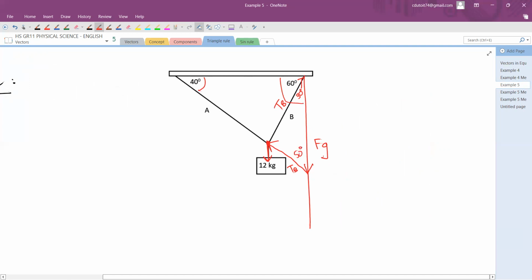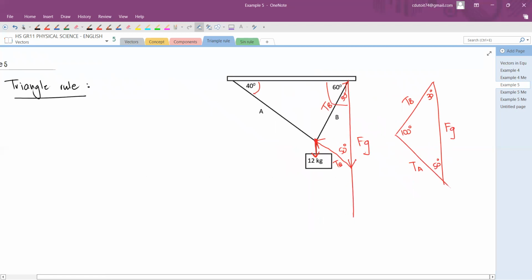Yeah. And then it's going to take and draw this triangle out. So I've got 30 degrees here. I've got tension in rope B here. I've got my FG there. And I've got tension in rope A here. This is 50 degrees. Together they are 80. So this is 100 degrees.